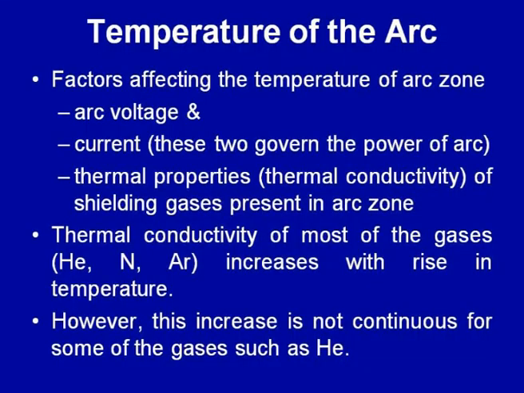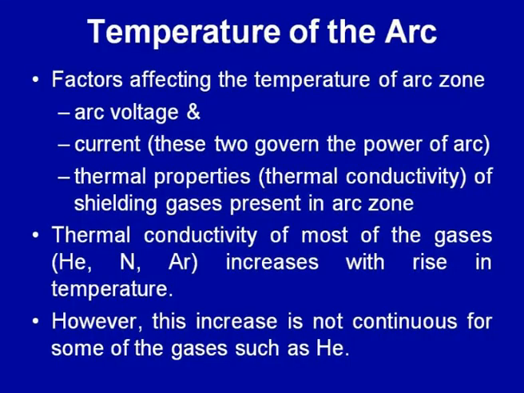Apart from these two welding conditions, the thermal properties of the gases and the base material affect the temperature in the arc zone. Thermal properties like the thermal conductivity of the shielding gas also affect the temperature in the arc zone, because it facilitates the rate at which heat will be transferred from the arc zone to the surroundings and to the base material. The thermal conductivity of a shielding gas like helium is much better than argon. This effectively transfers the heat from the arc zone to the base material and to the surroundings.